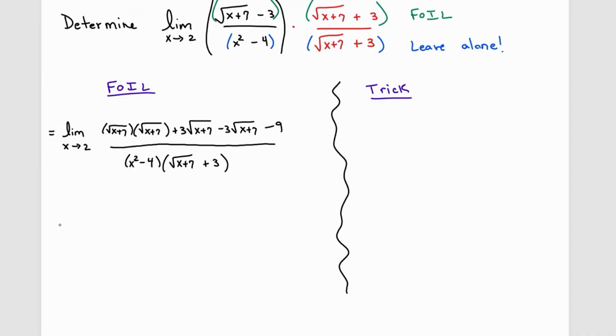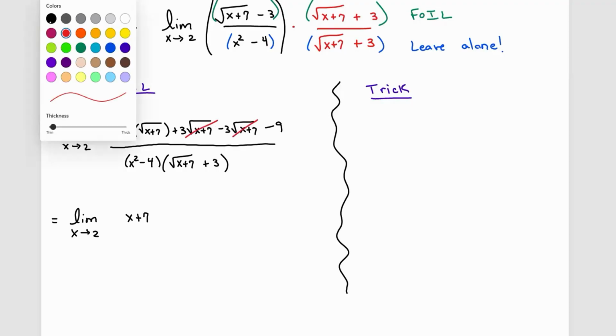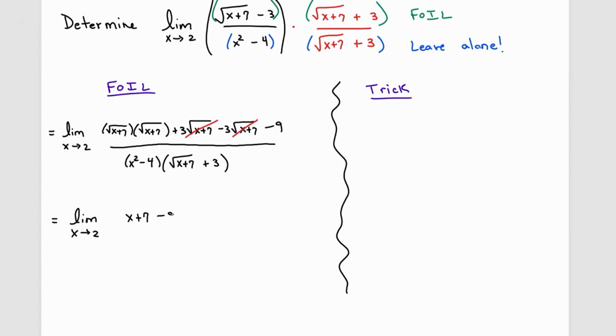All right, now let's simplify. Okay, so I have a square root of x plus 7 times a square root of x plus 7. When I multiply them, that'll just leave me with a regular old x plus 7. Then I have a plus 3 root x plus 7 minus 3 root x plus 7. So those will disappear. And I'll just be left with a minus 9. And then I told you to leave the denominator alone for now.